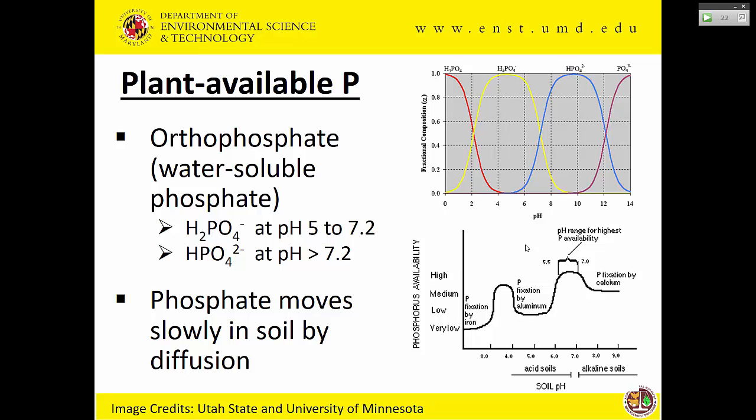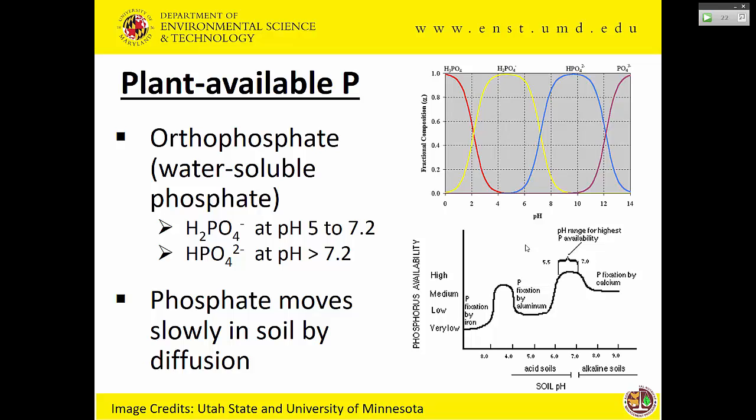But another way to visualize here is this is phosphorus availability, and on this side you have acidic soils, and this is alkaline soils. So when the soils are more acidic, there's going to be more iron and aluminum that can fix phosphorus. At higher pH, it's going to be calcium. So where you're going to find most phosphorus available is this narrow range from 5.5 to 6.9. That's where you're going to see most of the phosphorus available.